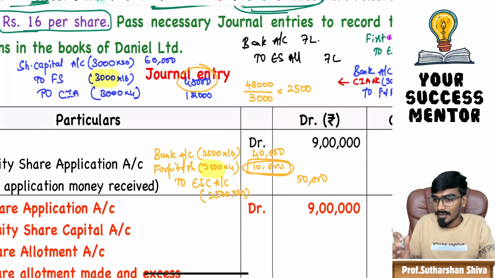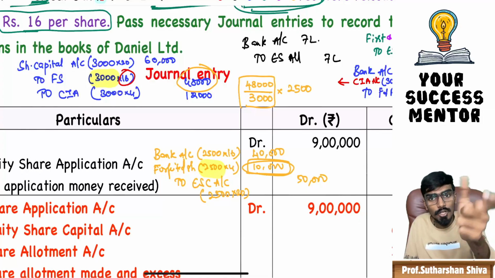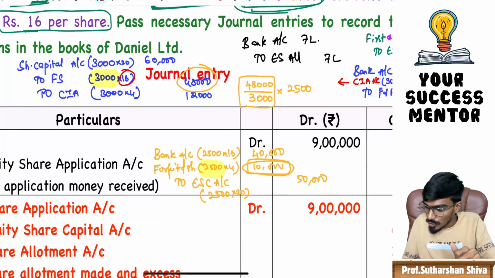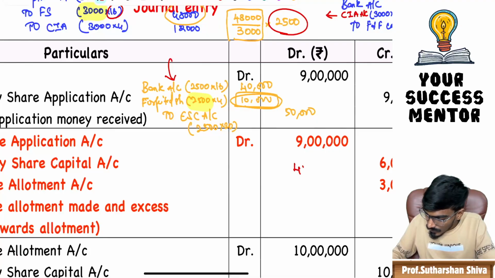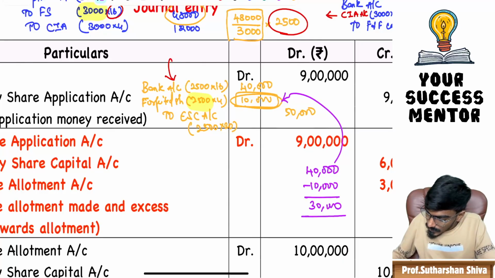Just do 48,000 divided by 3,000. Can you do it? 16. Just 16 rupees you got. Basically, that is the profit on your forfeiture. Whatever they paid, that 16 rupees you are going to get, right? That 16 you should multiply with the reissue quantity of the shares. So 16 into 2,500 you will be getting 40,000. That 40,000 should be compared with this 10,000. If we eliminate, you will be getting only 30,000.